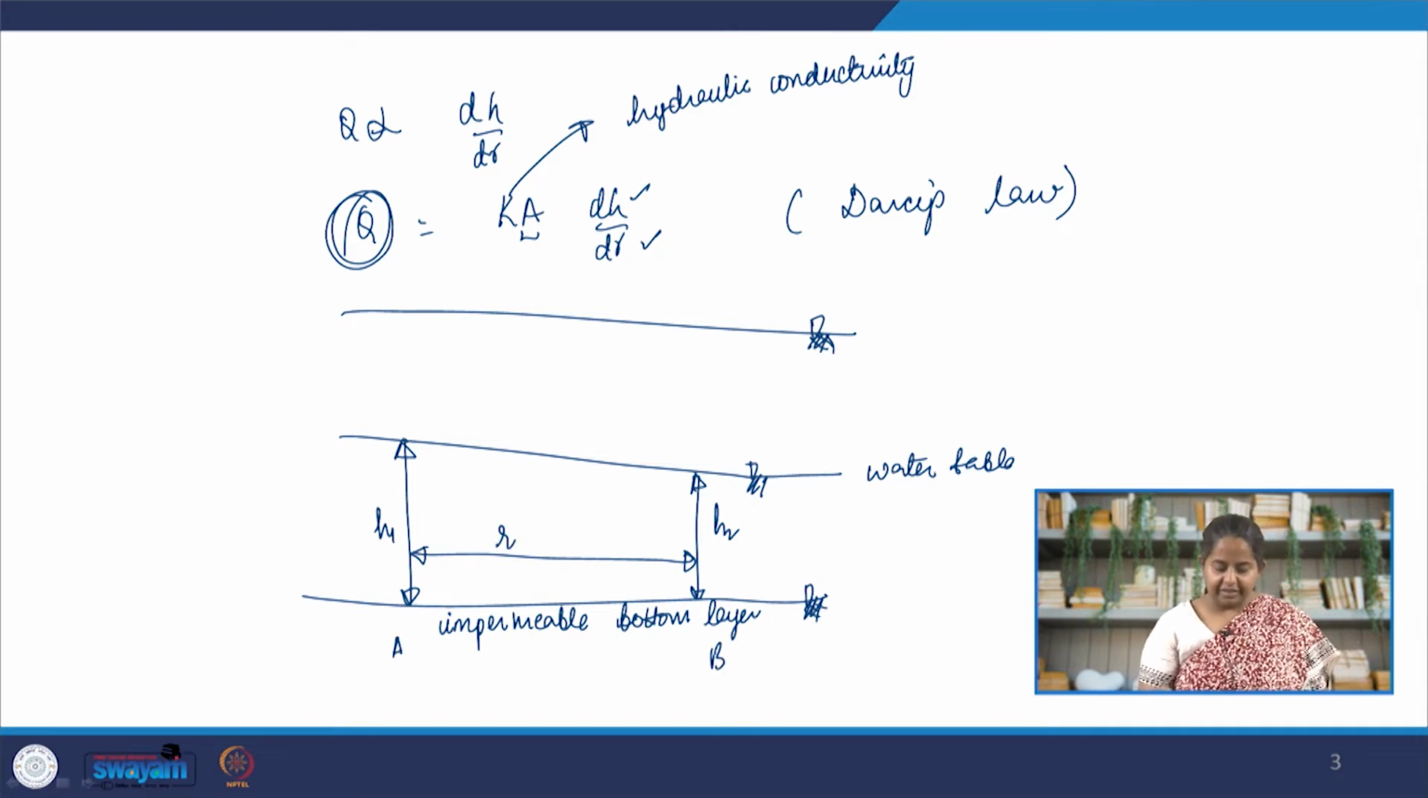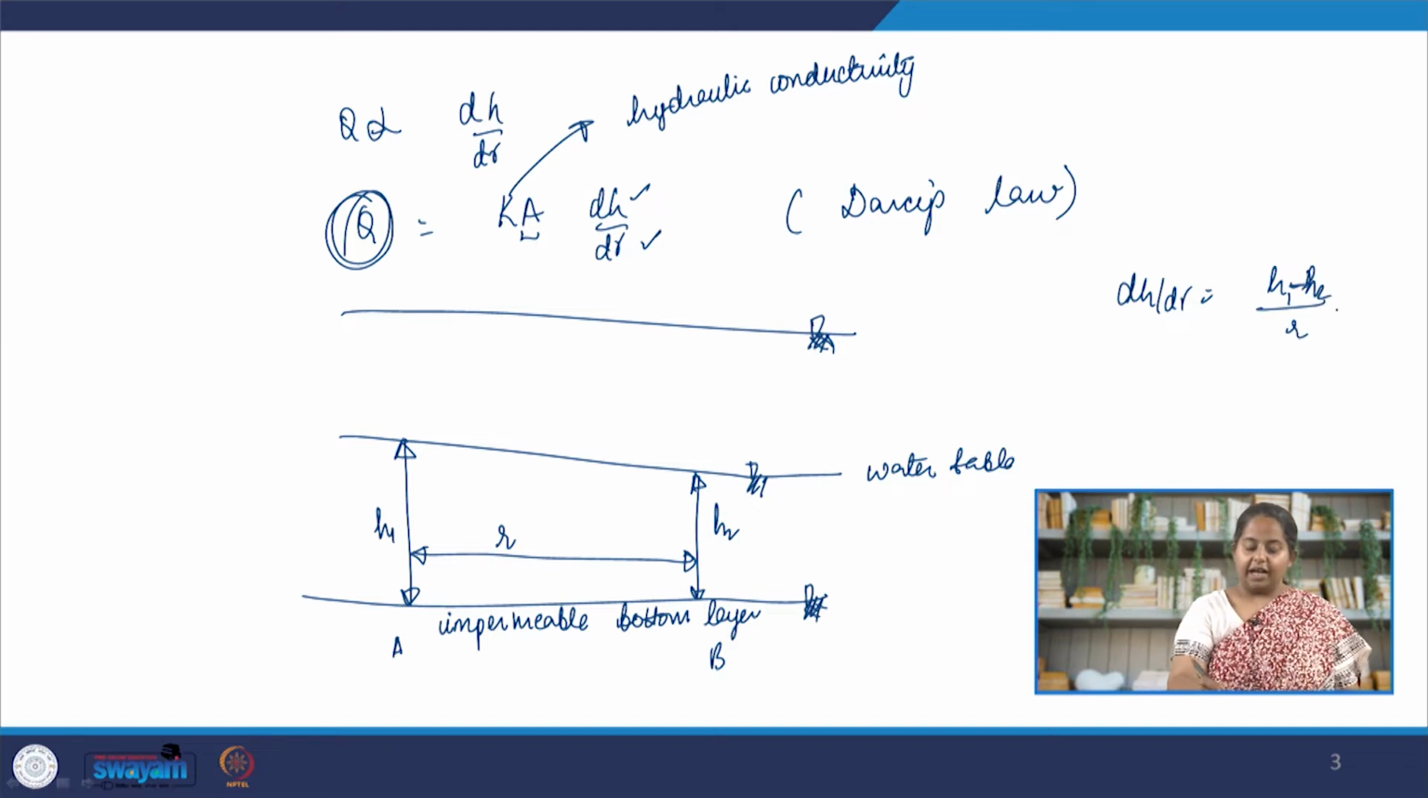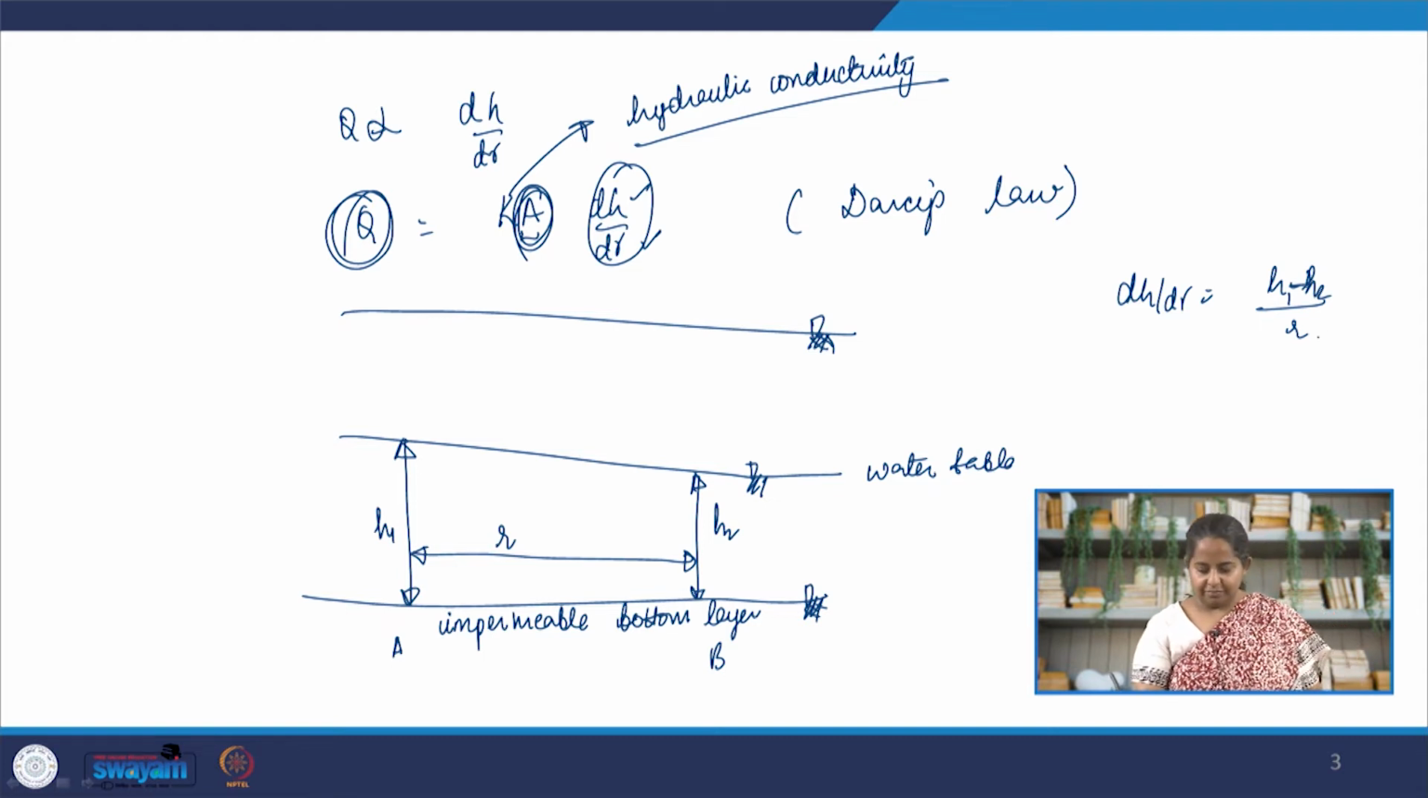This will tell us the hydraulic gradient, dH by dr, is given by (h1 minus h2) by r. So we know the hydraulic gradient, we know, let's say, the hydraulic conductivity of this aquifer, and we know the cross-sectional area. Then we can find out the flow rate. Now let's say a contaminant has been injected here at the point A. Now this injection can be a one-time thing, like a pulse. It was injected and then the injection stopped. Or it could be a continuous injection. The contaminant is continuously being injected.